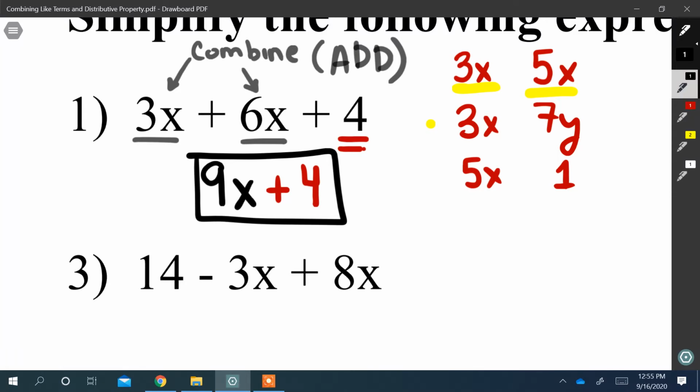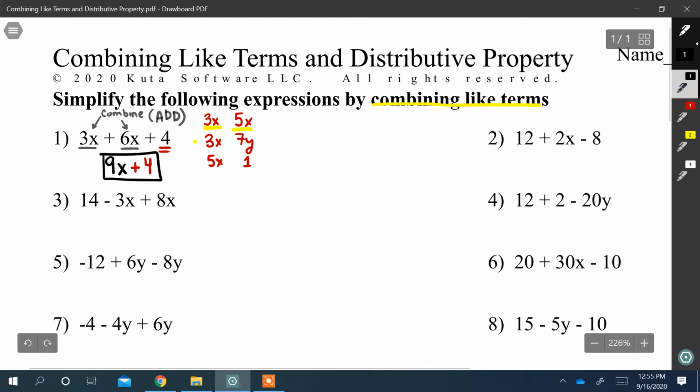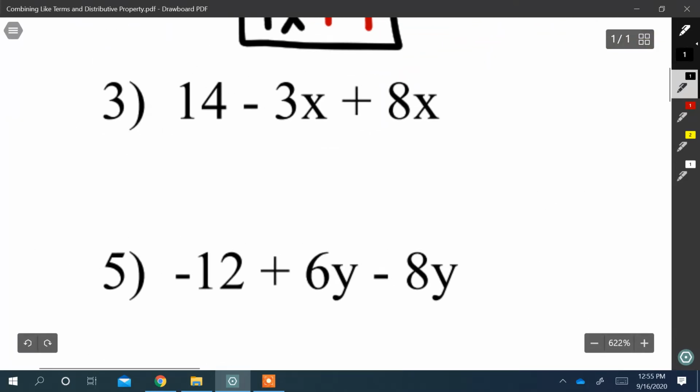Alright, so now you're going to do number 2. See if you can do it. What are the terms that you're going to combine? For example, this 12, you might want to combine it with this negative 8, I'm sorry. So add those two together and then you will have 2x plus something else. So finish that problem.